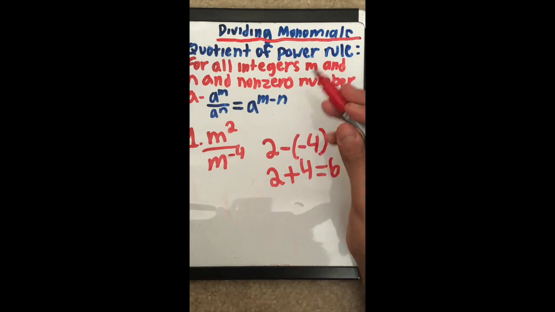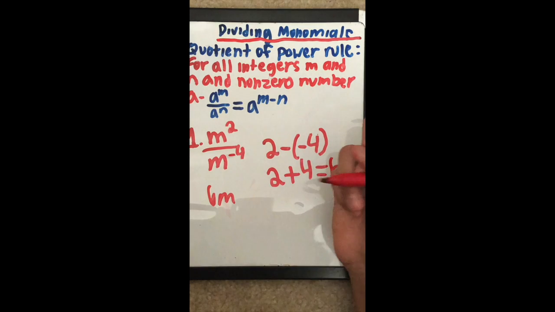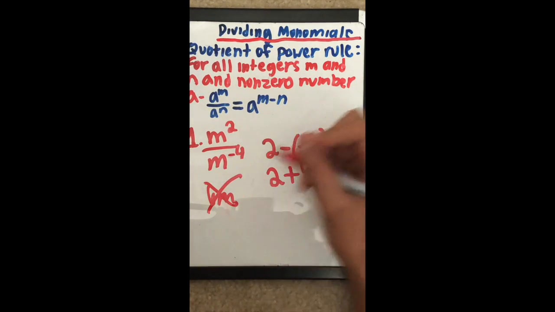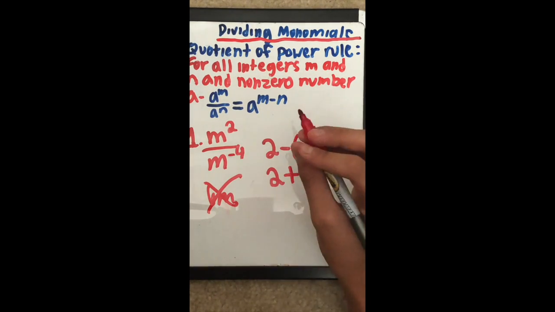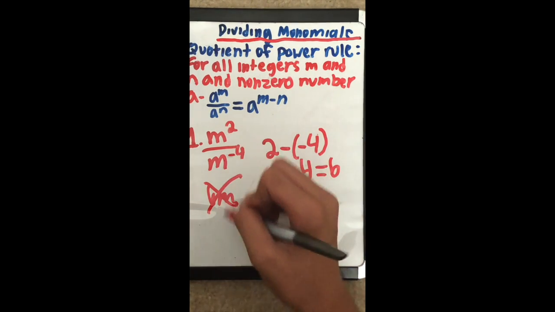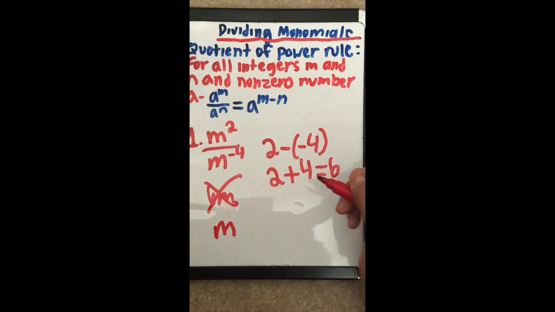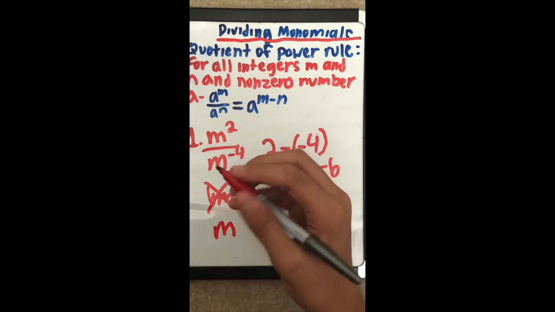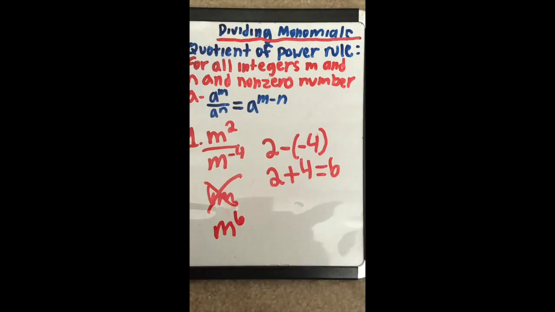Now you might be wondering one last thing. What do you do with this 6? Do you write 6m? No. You do not want to write 6m. That is wrong. You want to write m to the power of 6, because the m just gets moved down, and 2 minus negative 4 is the power of 6. So m squared over m to the power of negative 4 is m to the power of 6.